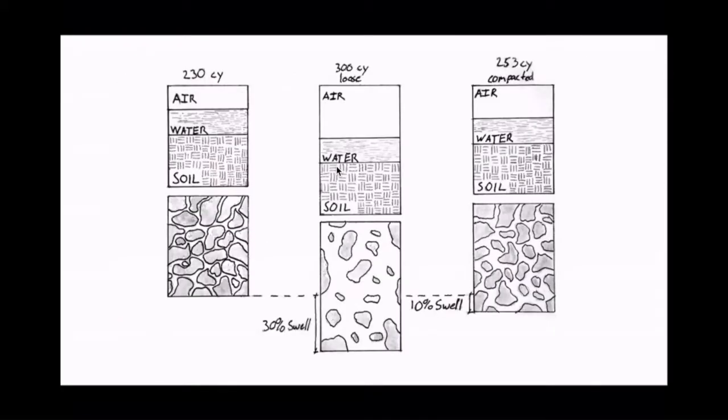If we're going to start with soil in its undisturbed state, what's called its bank state, we would have 230 cubic yards that we're removing from the foundation. And so graphically, here's the proportion that's air and water and soil and rock. And then when we pile that, we're going to have more air, and there's going to be more space between the rock. And so we wind up with 300 loose cubic yards of soil.